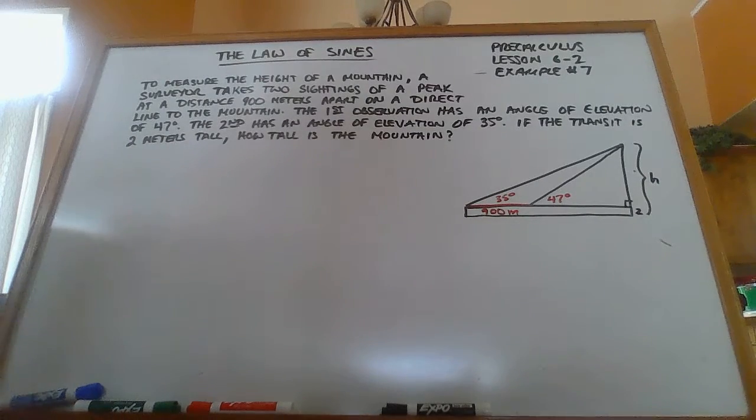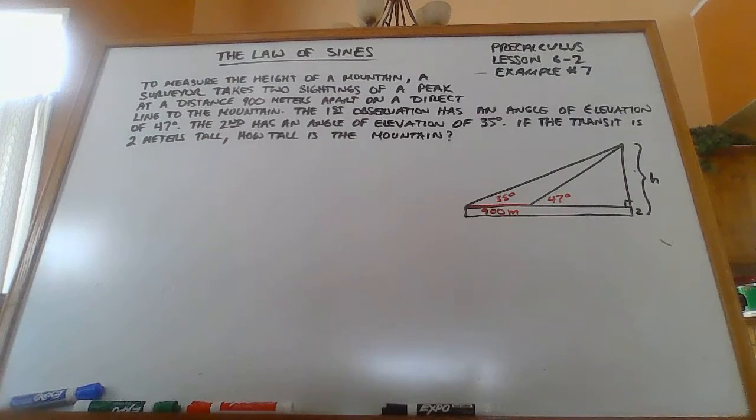Okay, our next story problem states: to measure the height of a mountain, a surveyor takes two sightings of a peak at a distance 900 meters apart on a direct line to the mountain. The first observation has an angle of elevation of 47 degrees. The second has an angle of elevation of 35 degrees. If the transit is 2 meters tall, how tall is the mountain?